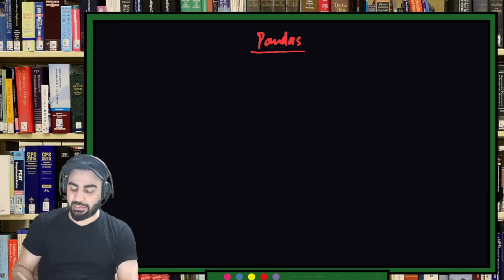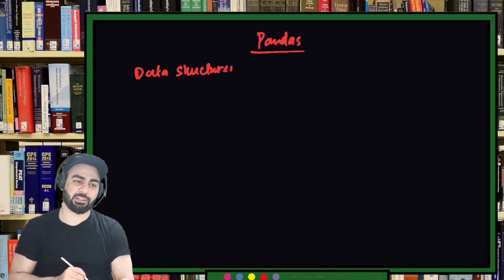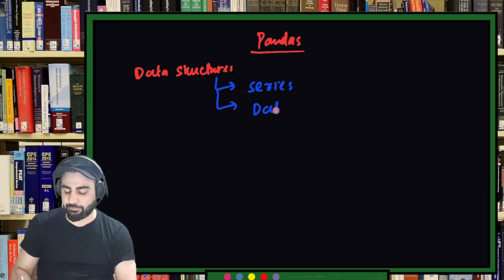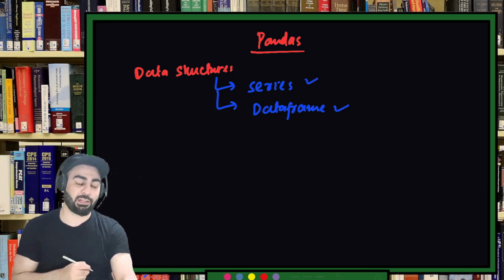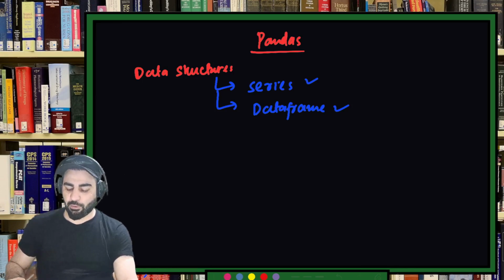Now, in terms of data structures, there are two main data structures in pandas. I talked about series, and then we talked about data frames. We had a lengthy discussion on what a series is, how to create a series, what a data frame is, how to create a data frame, what some common attributes are that we use, and what some common functions are that we use. So today we'll start our session from this.